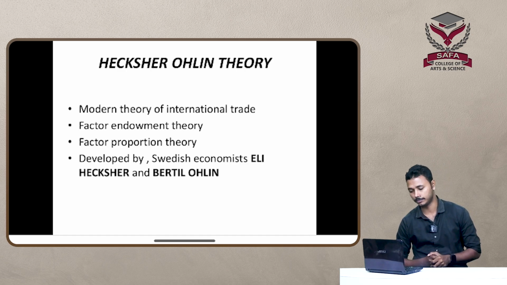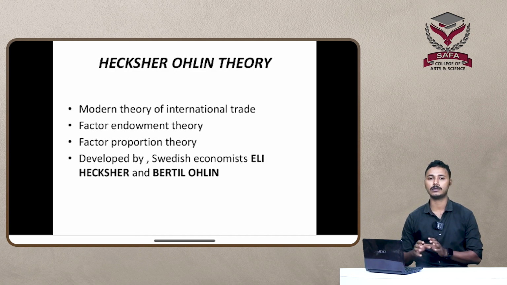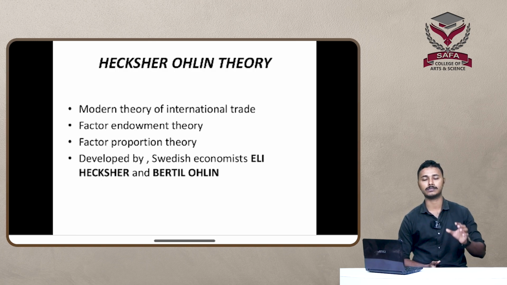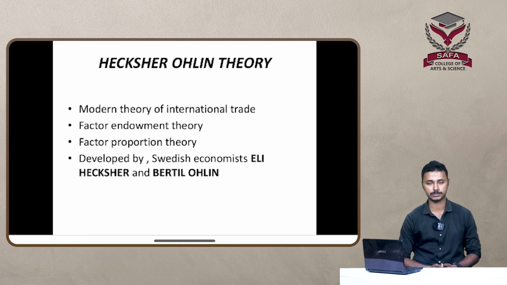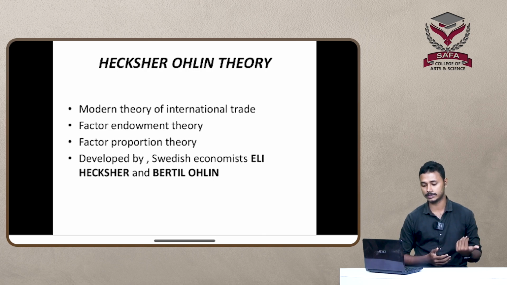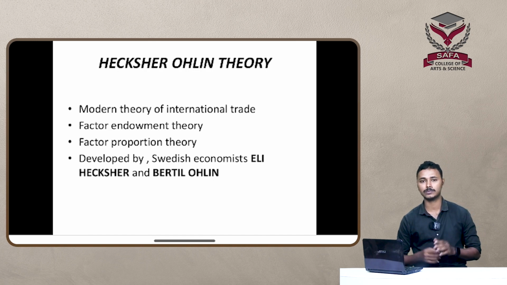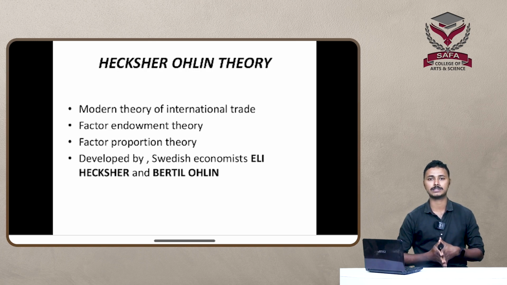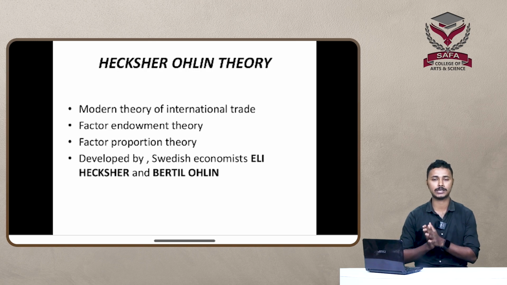Okay, then the next theory, it is the modern theory. Modern theory means there were some questions. What is the reason behind the comparative advantage? So HO theory was the answer for it. Okay, it was the modern theory of international trade, and it is also known as factor endowment theory, and also known as factor proportion theory. Okay, it was developed by Swedish economists Eli Heckscher and Bertil Ohlin. So it is known as the Heckscher-Ohlin theory, that is HO theory.